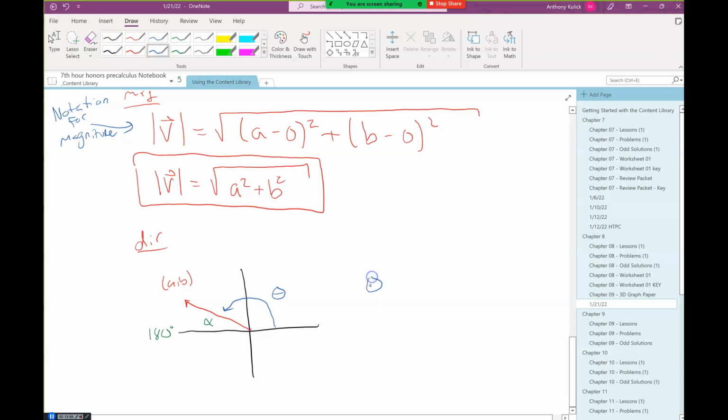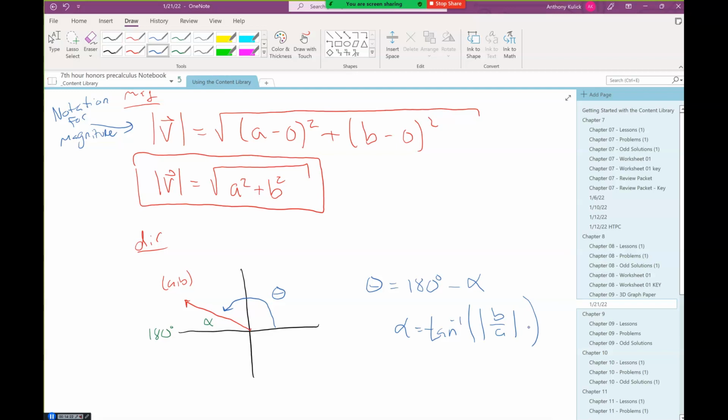So I can say then theta is equal to that other arm of alpha. And since the last axis we crossed through was horizontal, it's going to be subtracting. And then I know alpha is just the tan inverse of the absolute value of, in this case, y over x, so b over a. Just like we did in first semester, exactly the same idea.